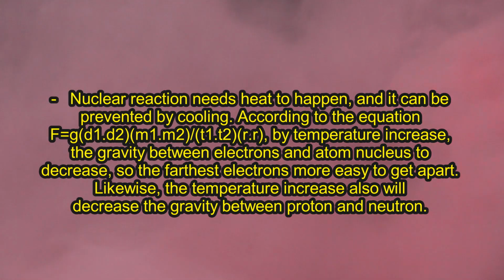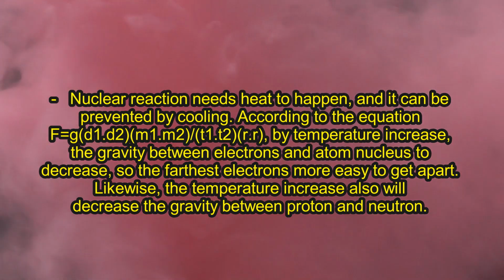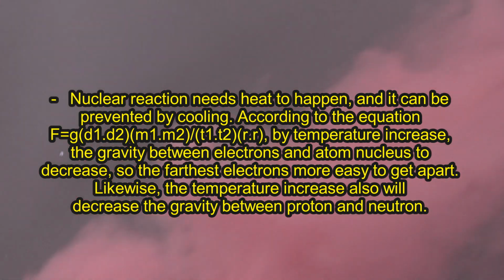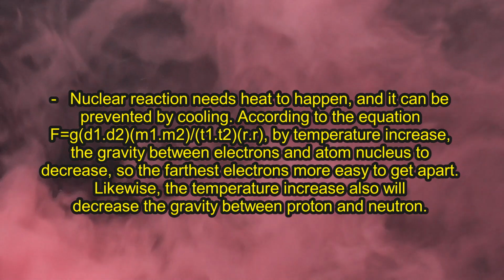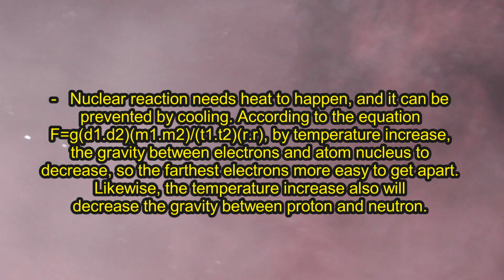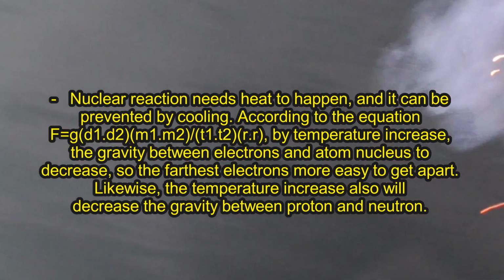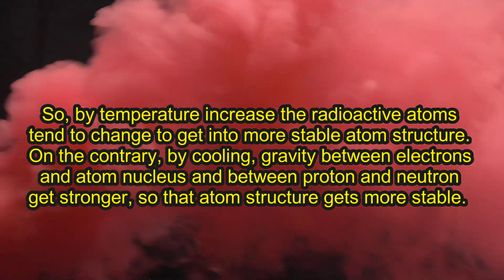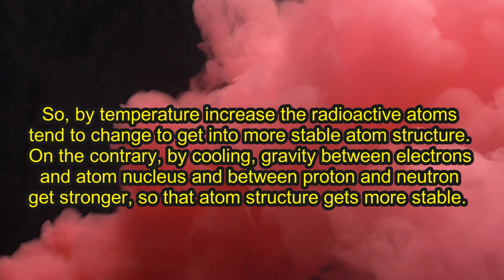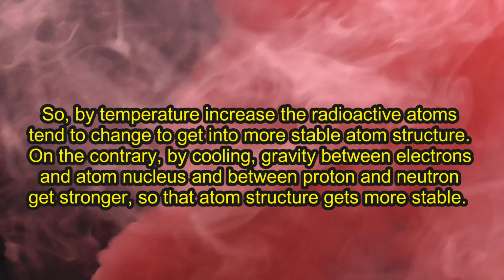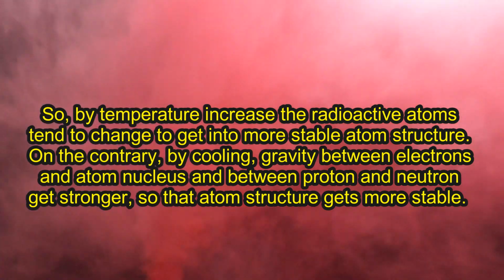Next, nuclear reaction needs heat to happen, and it can be prevented by cooling. According to the equation, F equal G times D1 times D2 times M1 times M2 divided T1 times T2 times R squared. By temperature increase, the gravity between electrons and atom nucleus decreases, so the farthest electrons more easily get apart. Likewise, the temperature increase also will decrease the gravity between proton and neutron. So by temperature increase, the radioactive atom tends to change to get into more stable atom structure. On the contrary, by cooling, gravity between electrons and atom nucleus and between proton and neutron get stronger so that atom structure gets more stable.